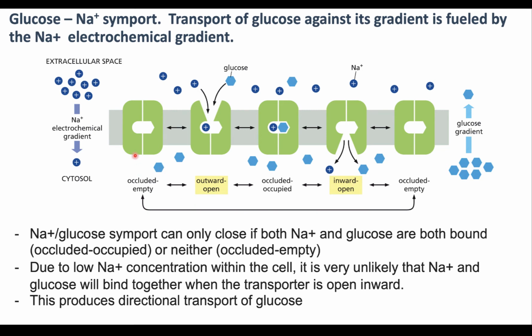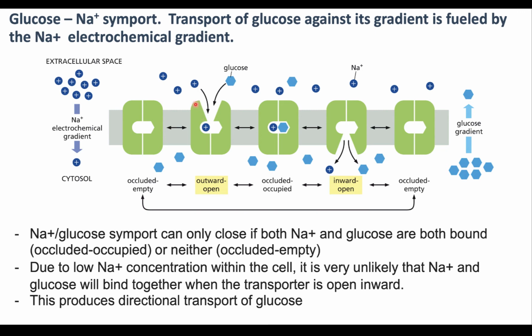So here we can look at the conformational changes that occur in the protein to allow this to happen. The sodium glucose symport can only close if it contains both sodium and glucose or neither. So we can see a closed conformation with no access to the extracellular or intracellular surface when there are no bound solutes or when both are bound. We are very unlikely to have both sodium and glucose bind in the interior of the cell.